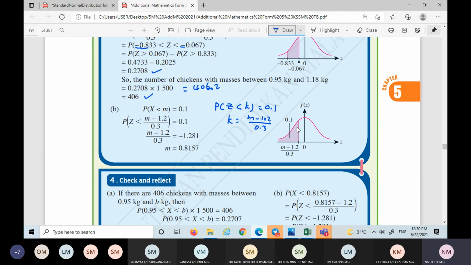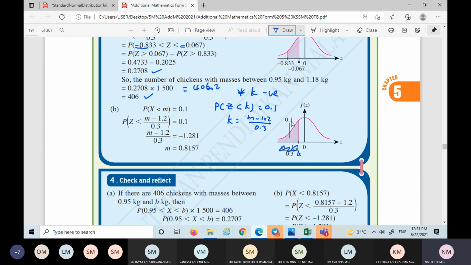Then you sketch a graph. Z is smaller than K. This one you let K already equal to 0.1. Z is smaller than, so you shade the left hand side of this line. If you put your K on this side, it cannot be negative 1 because negative 1 is smaller than 0.5. So your K has to be on the left hand side of the 0. So K is negative. Put a remark: K is negative.